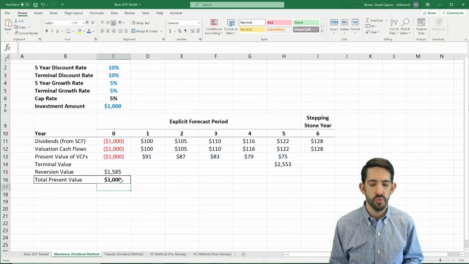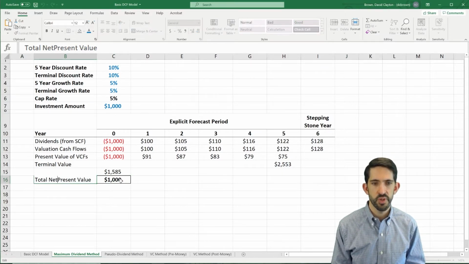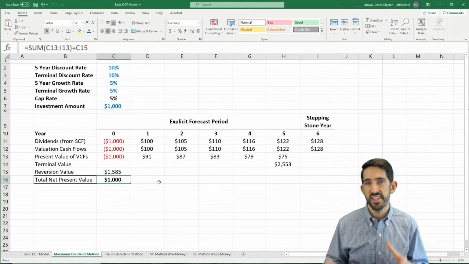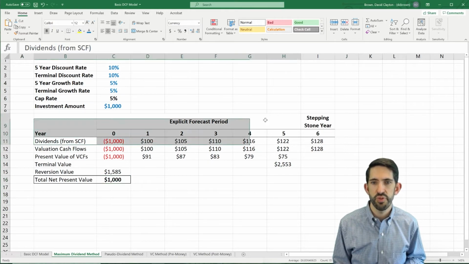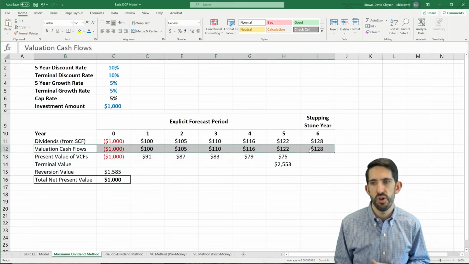And in this case, we can really call this the net present value, because we've included that time 0 investment as well. So in this case, this is the maximum dividend method. And really the important thing is that we're explicitly forecasting our dividends from our statement of cash flows, and those are our valuation cash flows in this case.